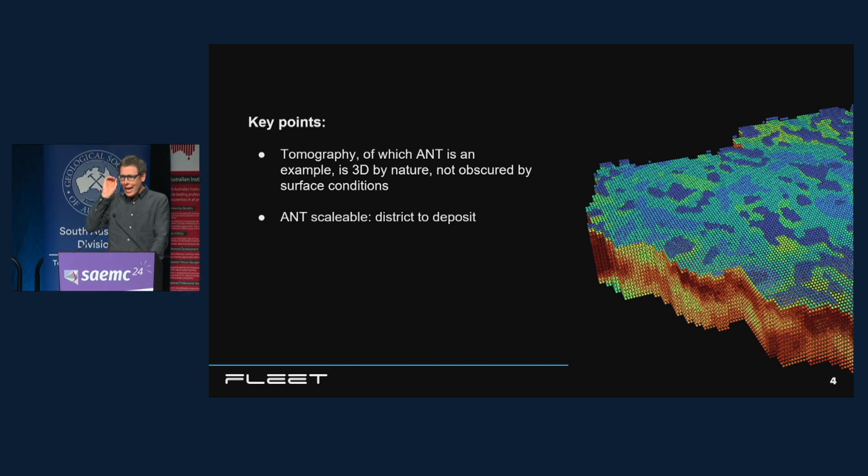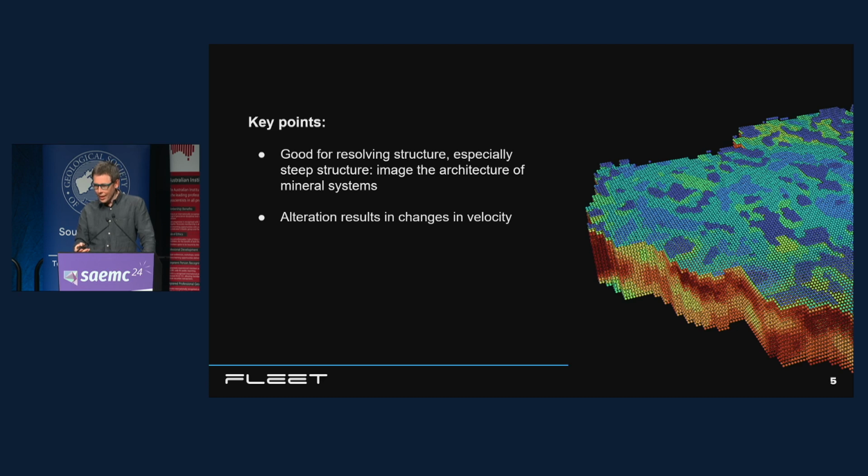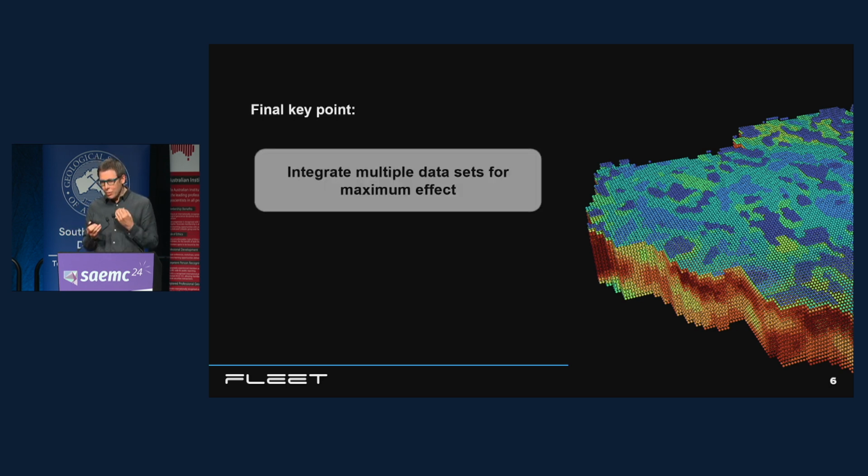Right, tomography, okay? ANT is just one example of tomography. It's 3D by nature, and because it's three-dimensional, it's not obscured by stuff at the Earth's surface, okay? So you can see in three dimensions. And it's scalable. I'll give you an example and demonstration of that shortly. It's really good for imaging steep structures and structure in general, and that helps you to image and think about the architecture of your mineral system. It also picks up alteration really nicely because alteration results in change in velocity. Change in the mineralogy, often things like sericite and clays and so on, will make a big difference. The really key point to emphasise though is you've got to integrate multiple data sets for maximum effect.